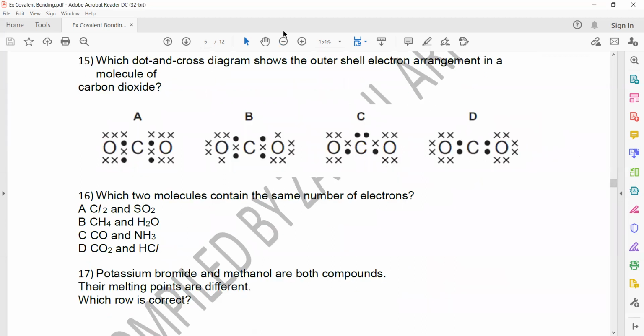Question 15, which dot and cross diagram shows the outer shell electron arrangement in a molecule of carbon dioxide? The simple way to identify: carbon belongs to group 4, so it will share 4 electrons and unshared will be 0. And oxygen belongs to group 6, so it will share 2 and unshared will be 4. So when we check the unshared ones, the total number of unshared electrons.